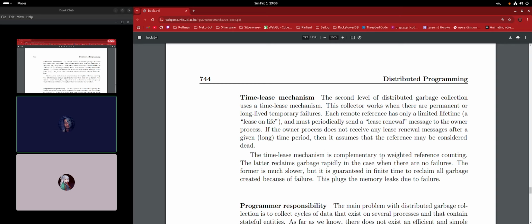The time release mechanism is complementary to weighted reference counting. The latter reclaims garbage rapidly in a case where there are no failures. The former is much slower, but it is guaranteed in infinite time to reclaim all garbage because of failure. This plugs the memory leaks due to failure.